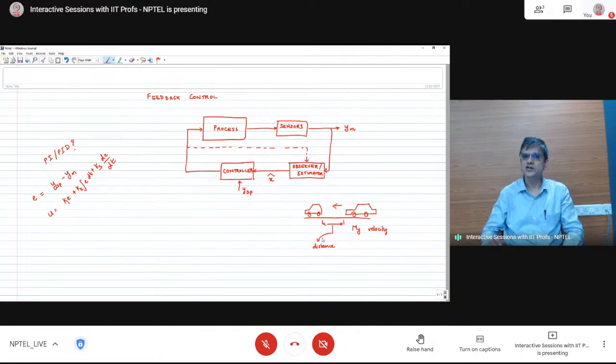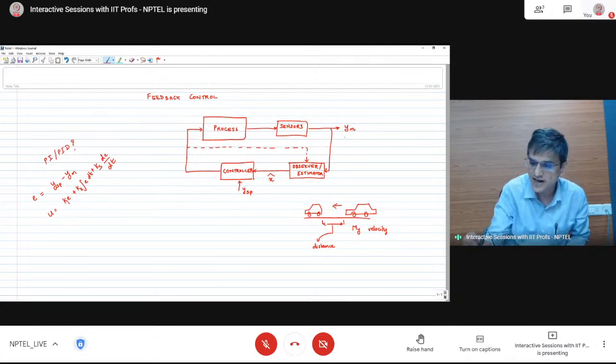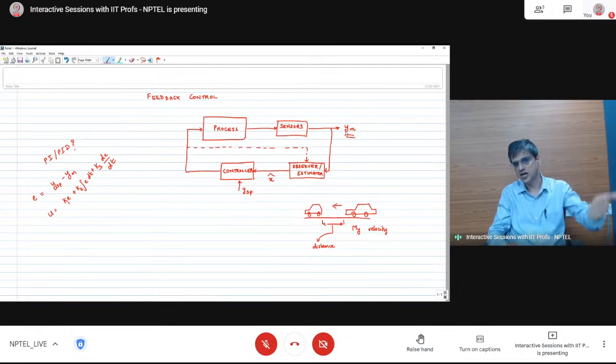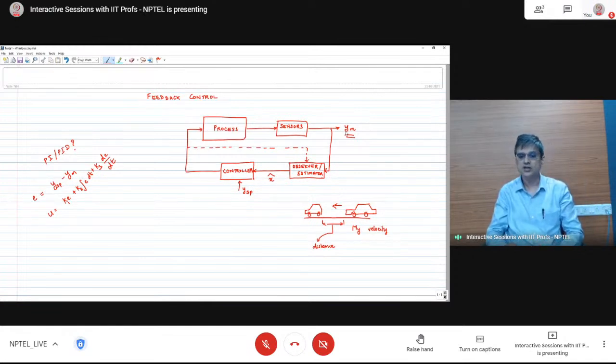So what are we using in order to make the control decisions? We are not using ym only. Using ym, using our velocity and the distance and time between the car in front of us and us, we are estimating all other information. We are estimating the other car's velocity, the other car's acceleration, our own acceleration, and based on this the decision is being taken whether or not I will overtake the car.